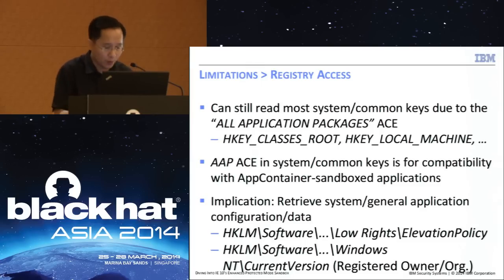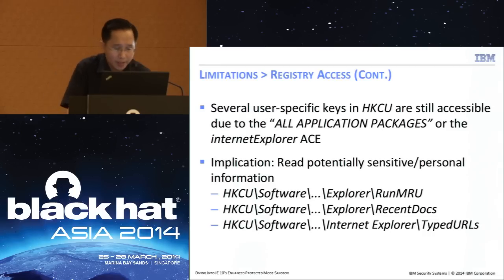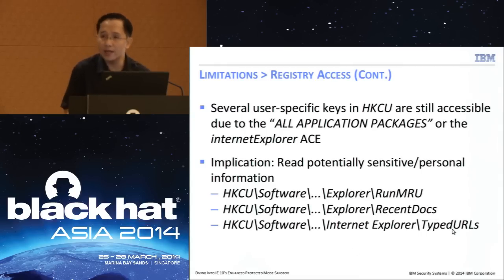Also, some forms of personal information are still readable, such as those under the Windows NT CurrentVersion key. And more importantly, several user-specific keys, those under HKCU, are also accessible because either they have the All Application Packages ACE or the Internet Explorer ACE. Examples of registry keys which contain potentially sensitive or personal information are the recently run commands, names of recently opened files, and typed URLs in IE.